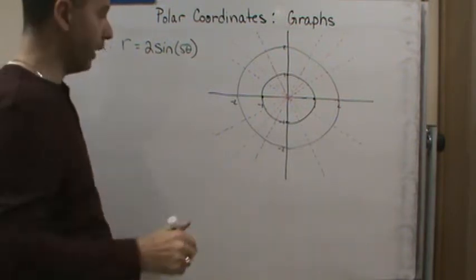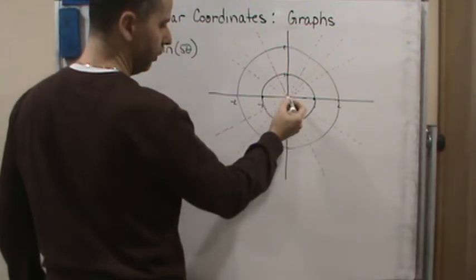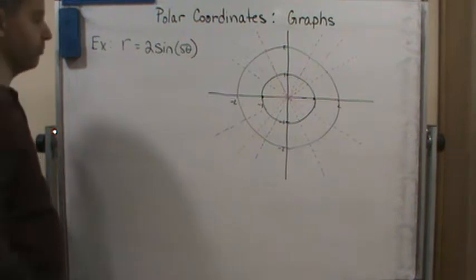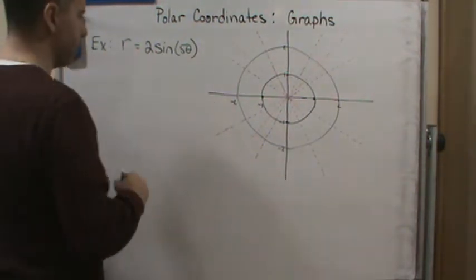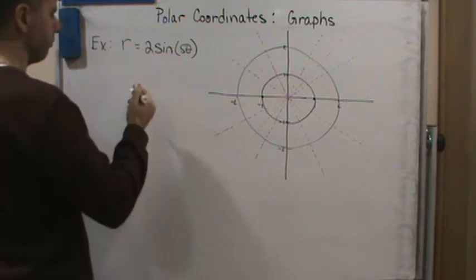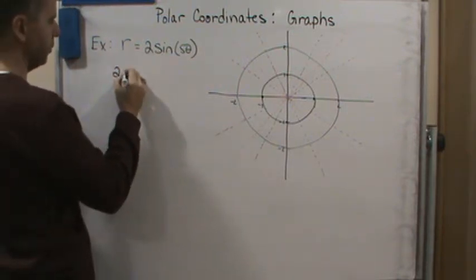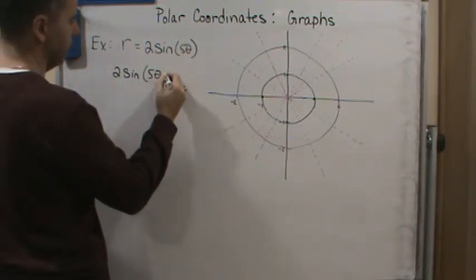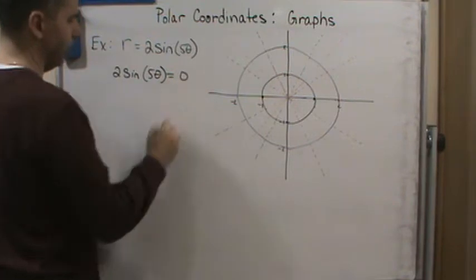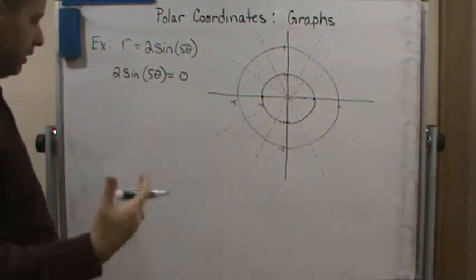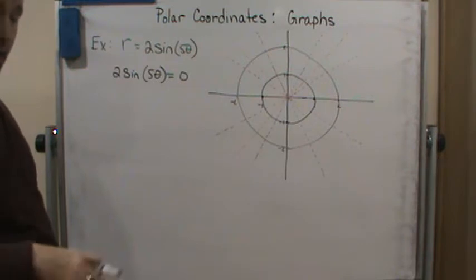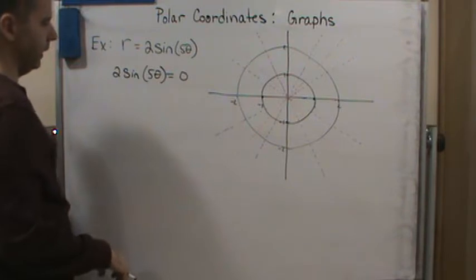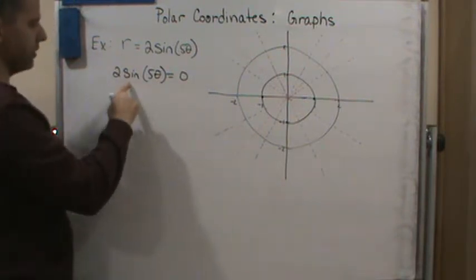Where do the zeros happen? Where does the radius equal 0? Which means, where does it cross the pole, or intersect the pole, I should say. So I'm going to set this, 2 sine 5 theta, equal to 0. Now, I've seen other videos and other people solve this differently, and that's fine. I'm going to solve it the way I think is more instructive, or just as instructive. So here's my thought process.